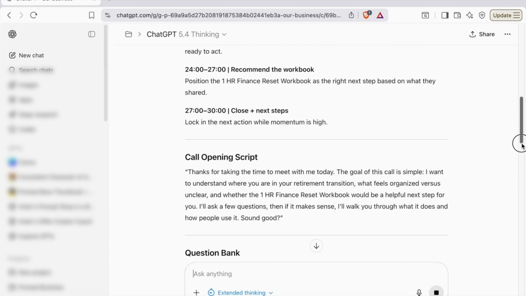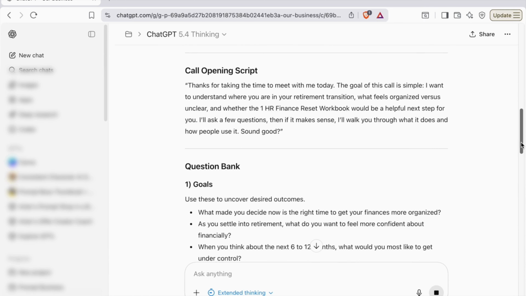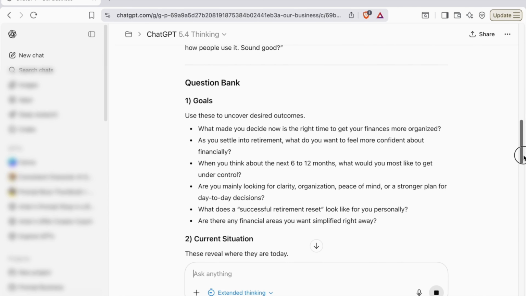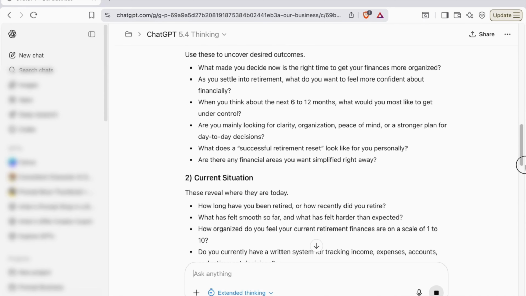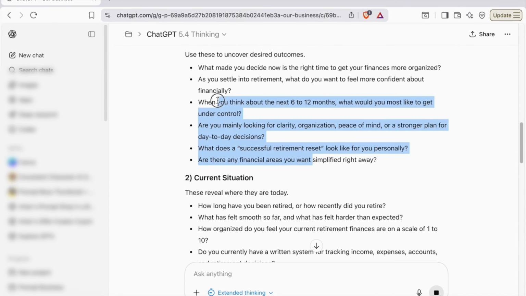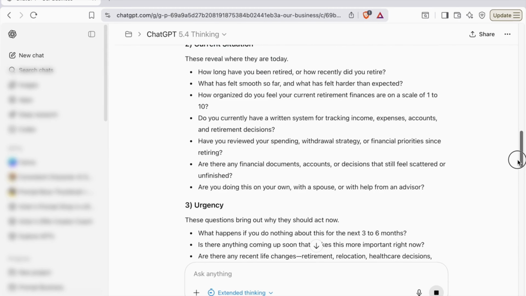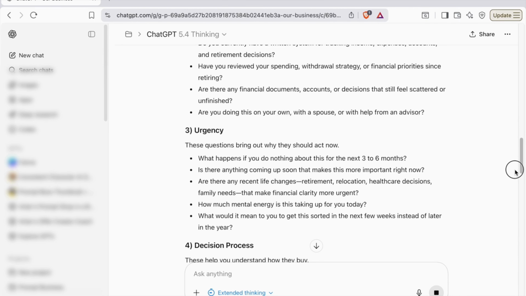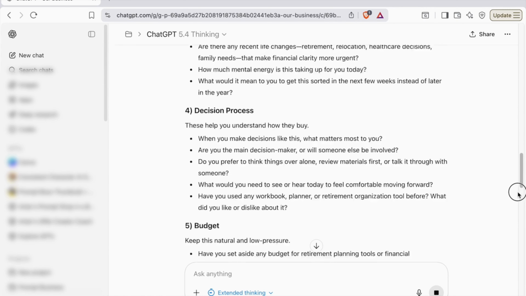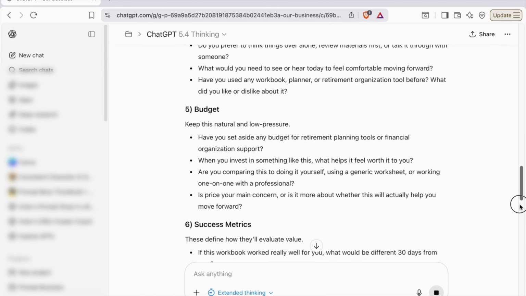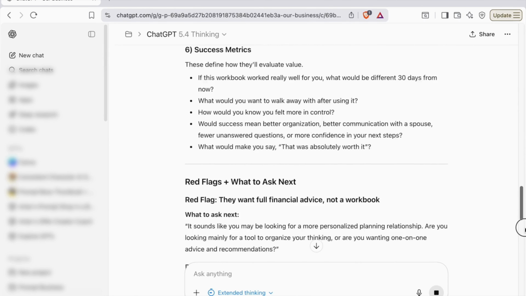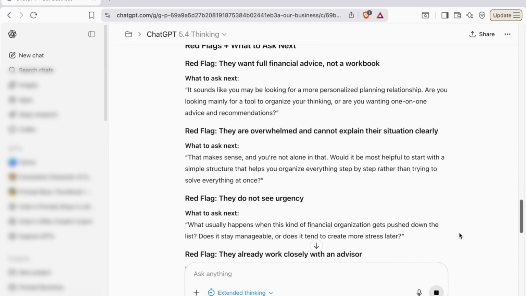And here's the actual script, how to open it by thanking them for meeting with you. That's always a great way to start a call. And then here's the part about the goals. It's literally giving you the questions. You don't have to come up with this script. It's giving you the questions to ask. Talk about your current situation and the urgency, the decision making process, and their budget, which is always critical. And then, of course, here's the follow up.